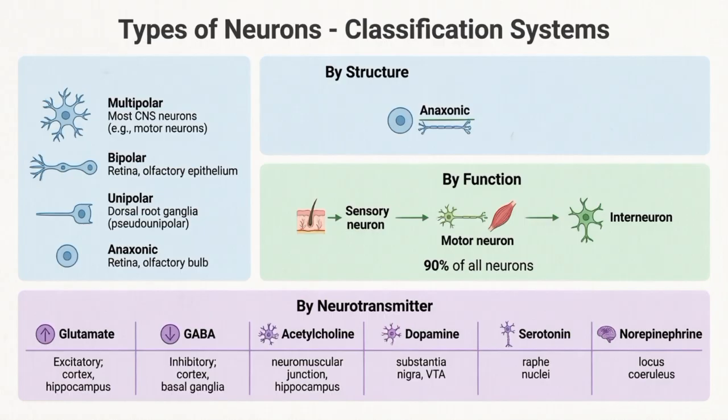Classification by neurotransmitter. 1. Glutamatergic neurons. Release glutamate, which is excitatory. 2. GABAergic neurons. Release GABA, which is inhibitory. 3. Cholinergic neurons. Release acetylcholine. 4. Dopaminergic neurons. Release dopamine. 5. Serotonergic neurons. Release serotonin. 6. Noradrenergic neurons. Release norepinephrine.